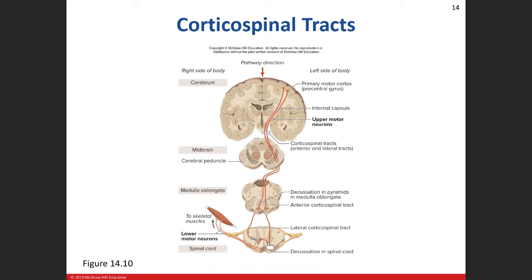It's going to stay ipsilateral, and then it's going to cross over, decussate, onto either an interneuron or the lower motor neuron. But it's going to decussate in the anterior funiculus. That's all this white matter in the front. And then it will synapse onto the interneuron or directly onto the lower motor neuron. Then that lower motor neuron will exit the spinal cord out through the anterior root into the spinal nerve and then synapse onto the skeletal muscle.